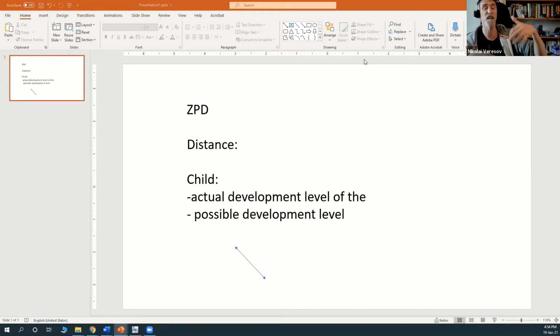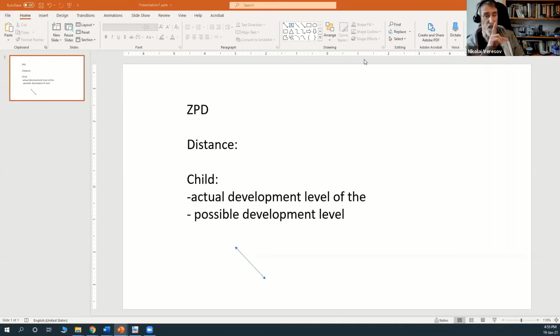Not just the intellectual task given, like three apples, how many apples? No, it's not about that. So if the child accepts this as a task, and the child is trying to find ways how to solve the task, this is a very important aspect of ZPD, which is quite often missed from the secondary or second-hand Vygotsky's writers. And this is very important.